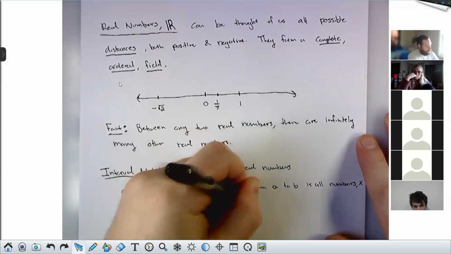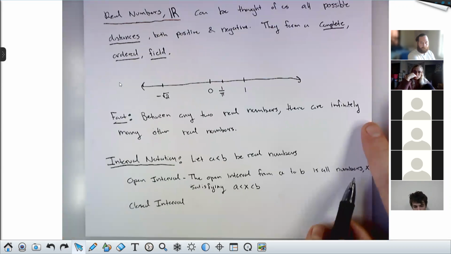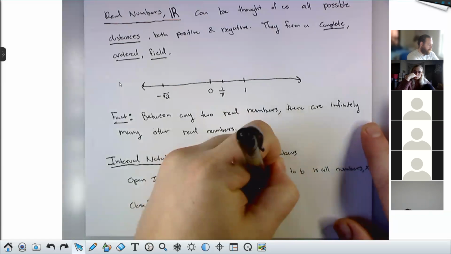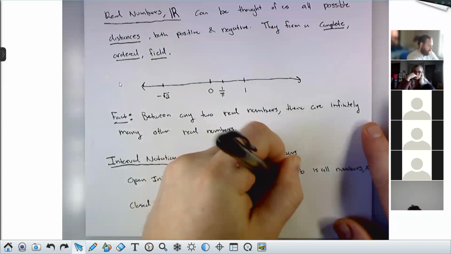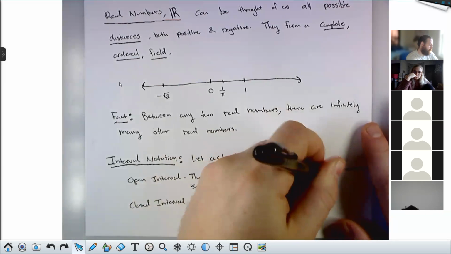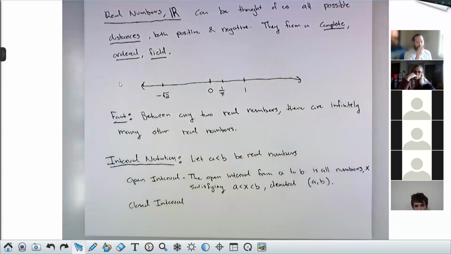So the way we would write that as an inequality is all real numbers X satisfying A is less than X. So the numbers in the interval are bigger than A. And also X is less than B, right? All the numbers in the interval are less than B. And this is denoted with an open parenthesis, (A, B). All right, that's what an open interval is.